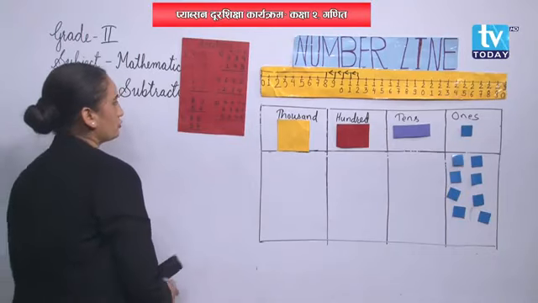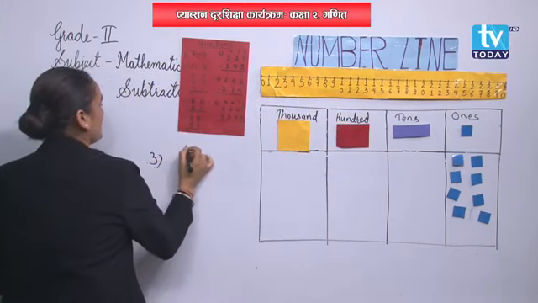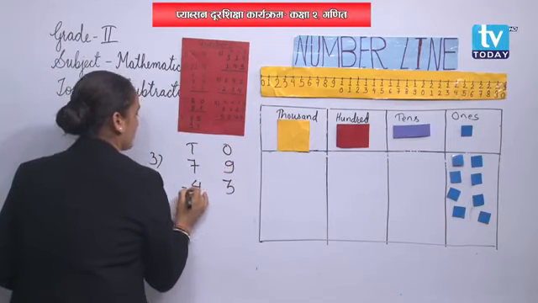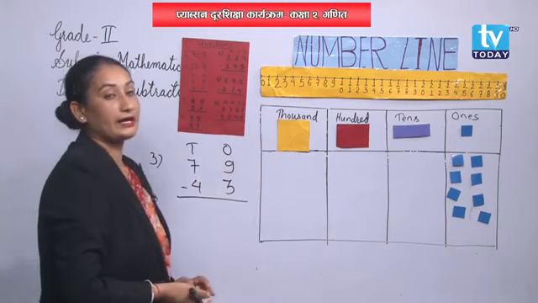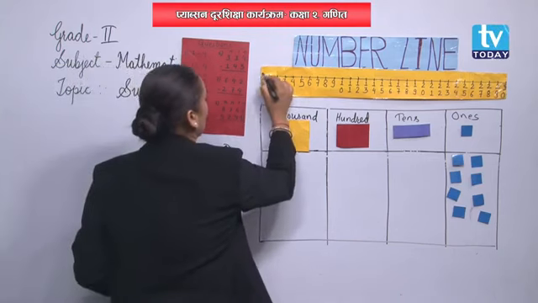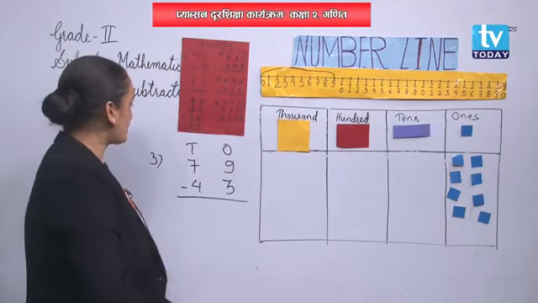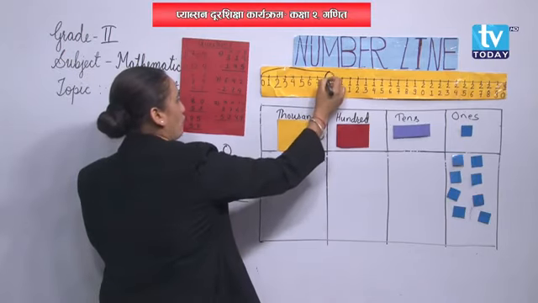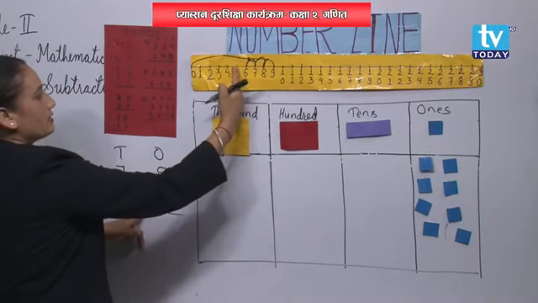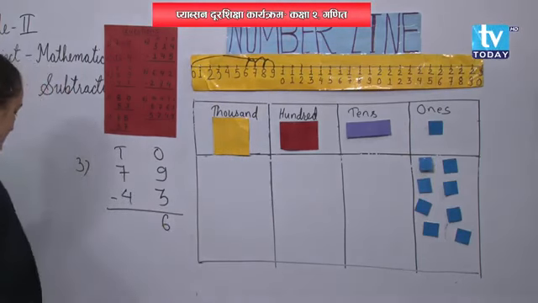Okay, students, we are going to do it with the number line, okay? So, in place of tens and ones, there are 7 and 9, and 4 and 3. Now, can we subtract? Out of 9, I need to subtract 3. Let's go to 9. Here it is. Now, from 9, let's go back 3. 1, 2, 3. Right? Now, count the remaining number. 1, 2, 3, 4, 5, 6. Right, here 6.